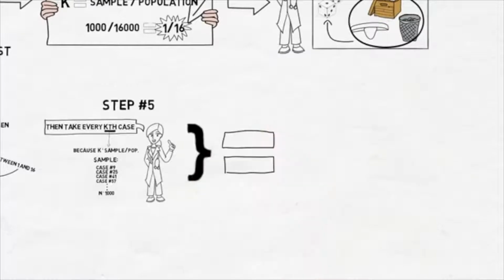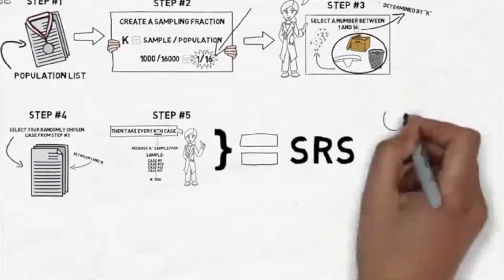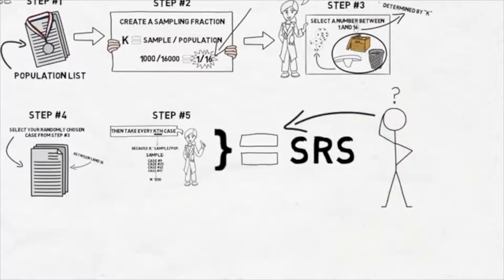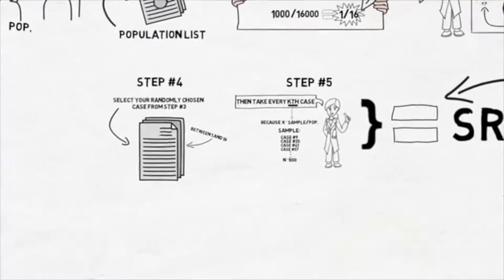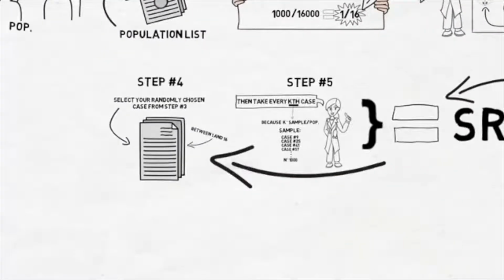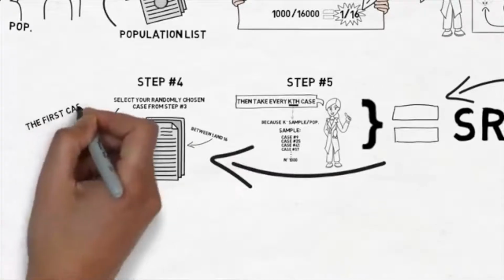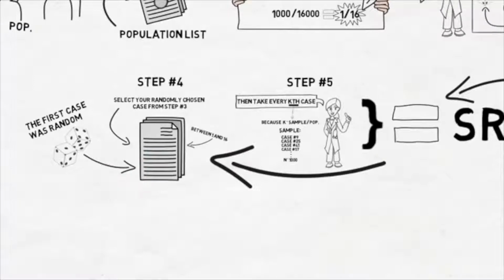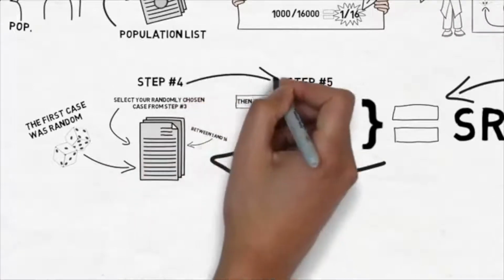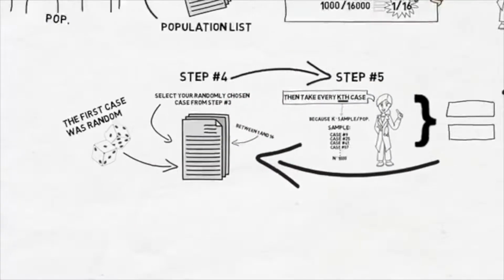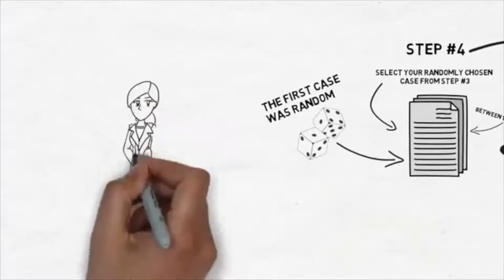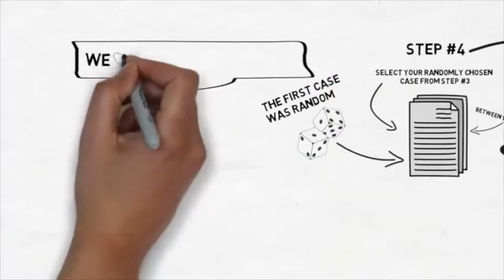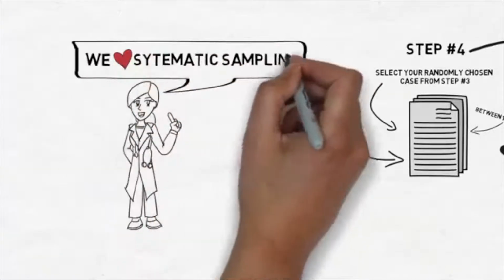As it turns out, this process is equally as random as simple random sampling. I've had many students question this and say it simply can't be true. I assure you it is, and that is because our first case was selected completely at random. So while each remaining case is taken at an equal interval, they are equally as random. As it turns out, systematic sampling is so useful, it's the most popular way we sample in social science research.